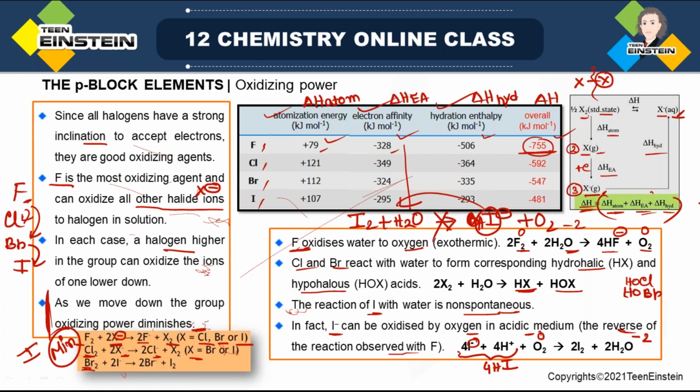Okay, so in this way we can explain the oxidizing power. That is, this table is very important. In this table you can see all the individual enthalpy values and also the overall enthalpy values, which is actually the deciding factor for oxidizing power. Okay, is there any doubt? Should I repeat?